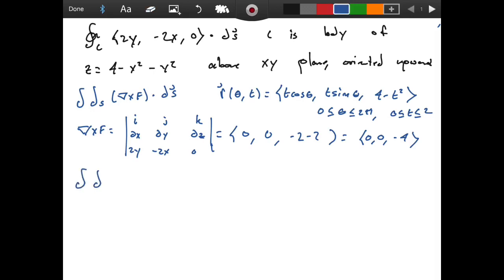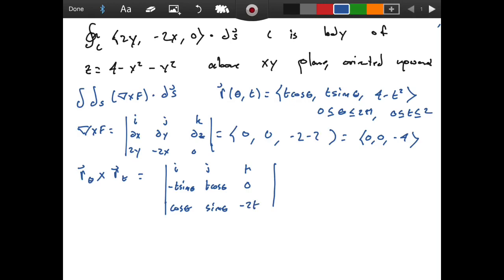So then the next thing that we need to do is to compute r theta cross rt. Okay, so you might have remembered what this is. That's fine. You can just fast forward, but I didn't. So r theta is minus t sine theta, t cosine theta, 0, and rt is cosine theta, sine theta, minus 2t.